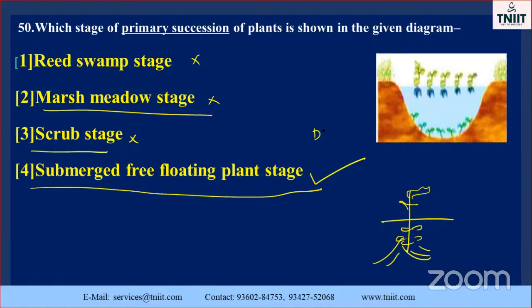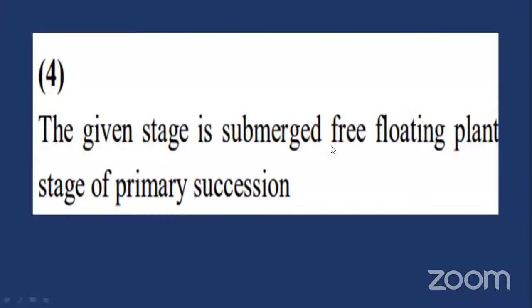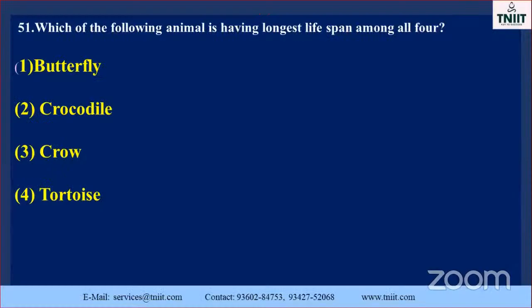This is a diagrammatical question as well as a direct question. Both. Okay, my dear. The given stage is the submerged free floating plant stage of primary succession. So you must note it down. These are the important points. Go to the next one.